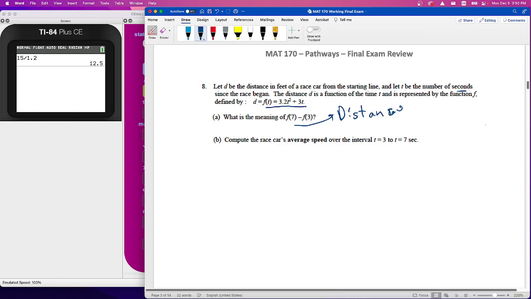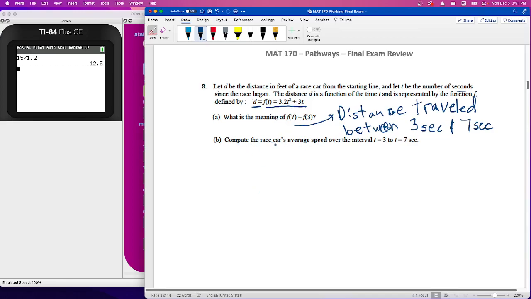distance between 3 seconds and 7 seconds. Okay, because the function output values are distance.